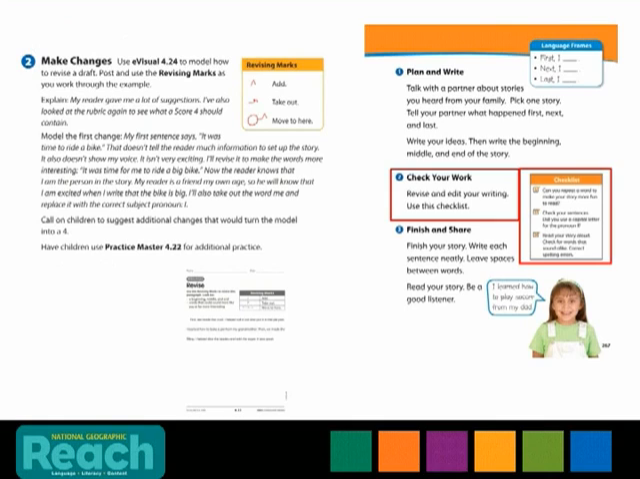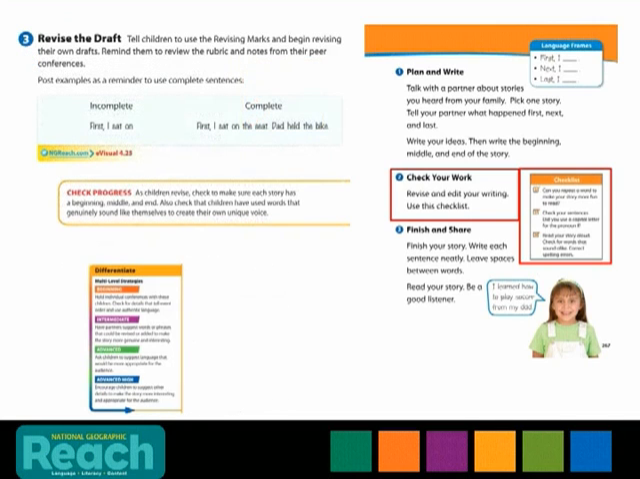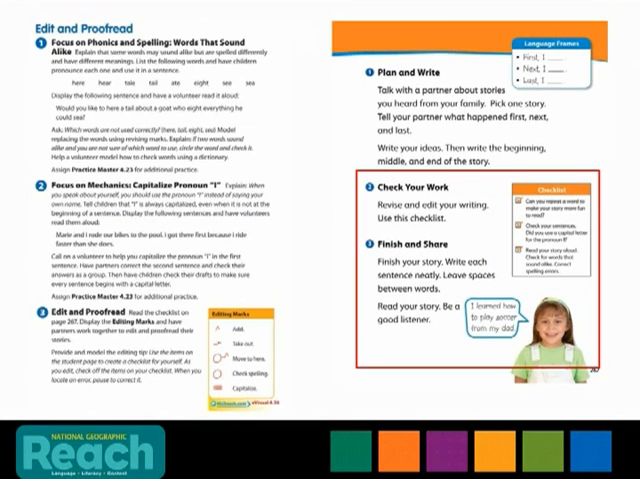The next step of the revision process will be for students to make changes to a sample paragraph from a story using the revising marks they learned. And if they need additional practice on these marks, you can refer them to their practice book. Then, you will ask students to make revisions to their own drafts using the revising marks and the rubric and notes from their peer conference. Revision is an important skill covered on many state writing tests, and REACH prepares ELLs for success.